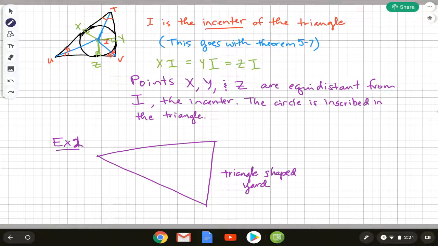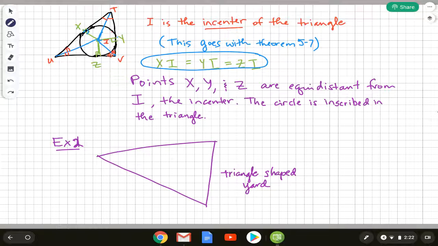That point, according to Theorem 5.7, is supposed to be the same distance from each of the sides. Remember, when we measure from a point to a line, we have to measure with the perpendicular distance. So I've drawn in from I to the side UT, and I've called it X there, a perpendicular measurement. And then I went from I to Y using a perpendicular line, and from I to Z. Now, according to Theorem 5.7, the distance from I to X, I to Y, and I to Z should be the same.